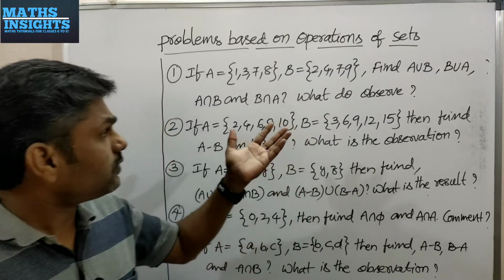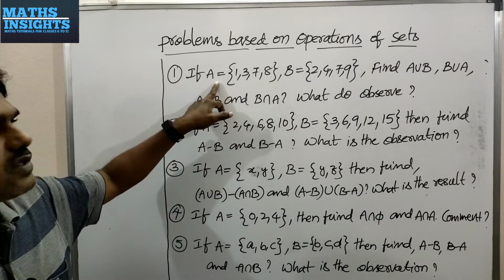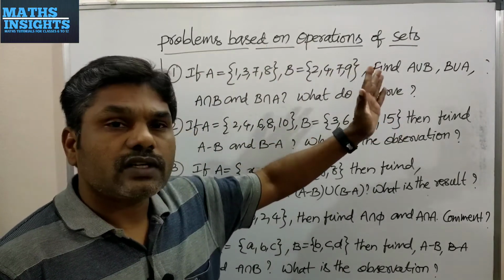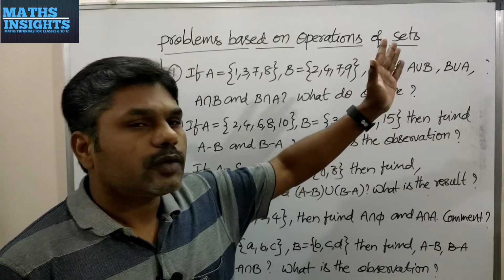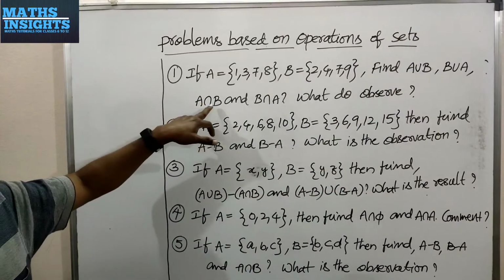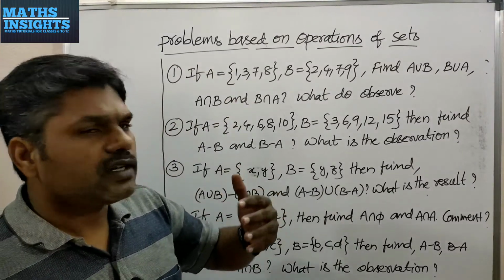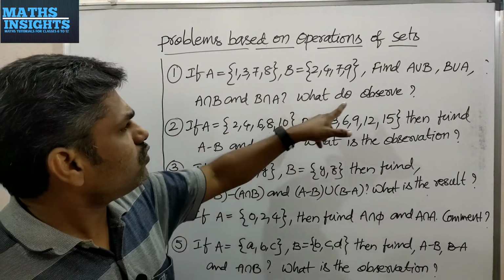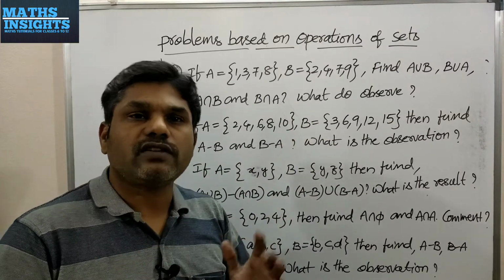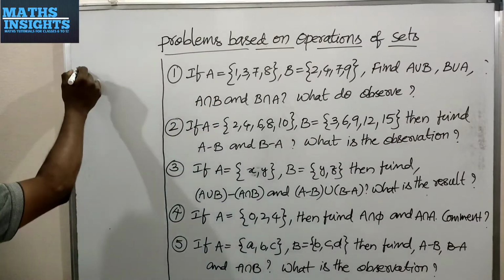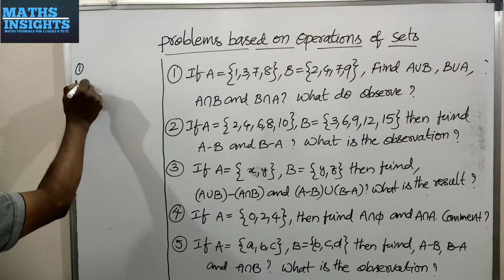If you see the first problem, they have given two sets A, B, and they are asking to find A union B, B union A, A intersection B and B intersection A. After calculating all those sets, we have to write what is our observation. First we will find A union B. So this is problem number 1, A union B.